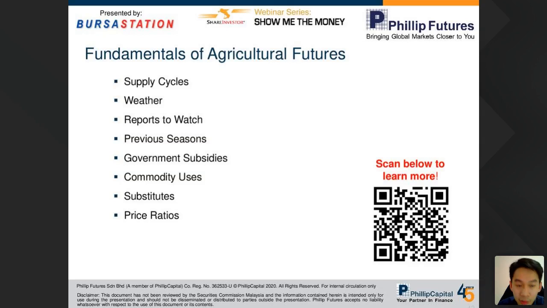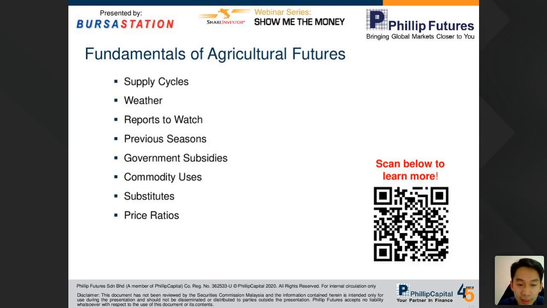The next thing you need to know is weather. For agriculture futures, it is mainly crops and plantation, so weather is quite important. You might need to pay attention to whether it's a rainy season or a dry season.